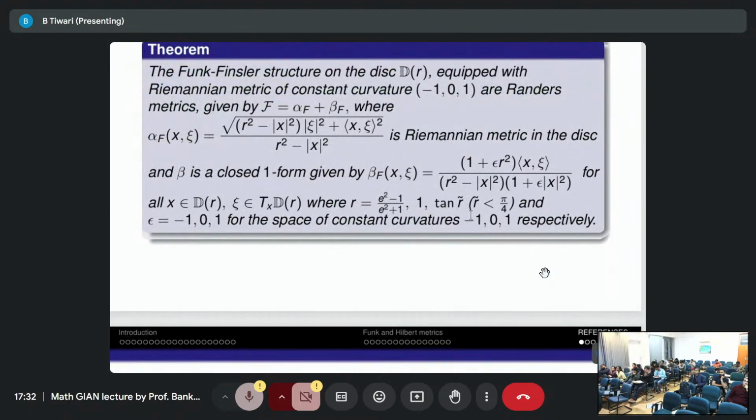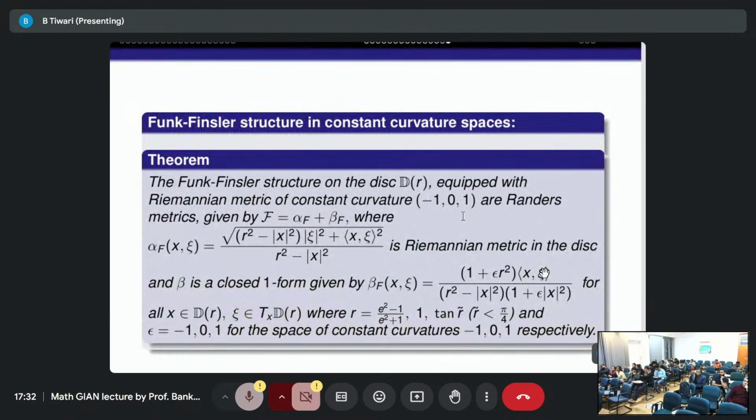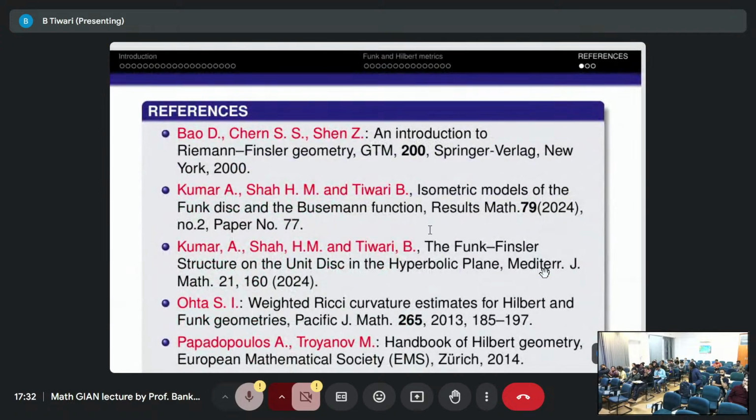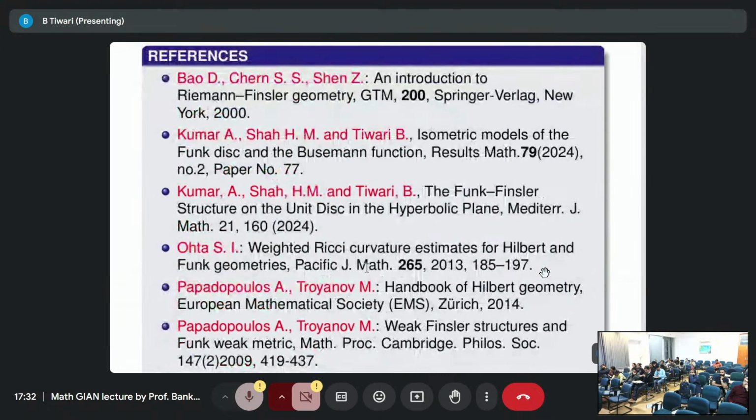So I think my time is over also, and it's the best time to stop. Those who are interested can go through this; it was just an overview of some aspects of Finsler geometry, and most of the results are already proved in this interesting book by Papadopoulos and Troyanov, and this paper also, weak Finsler structure and Funk weak metric.